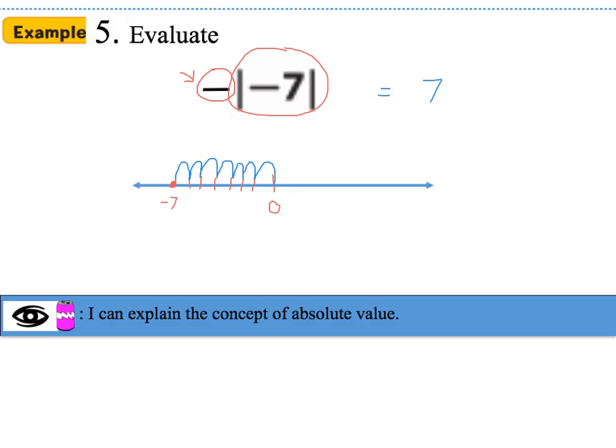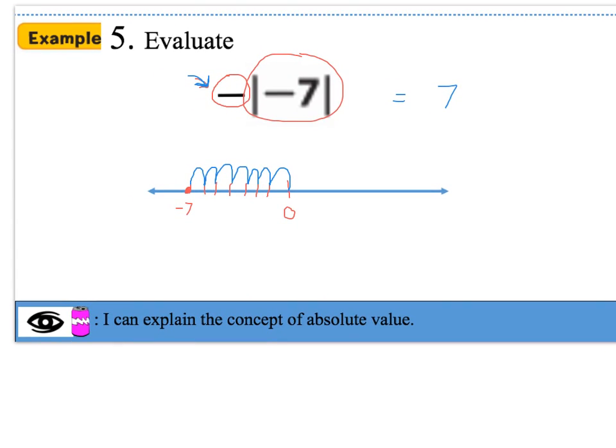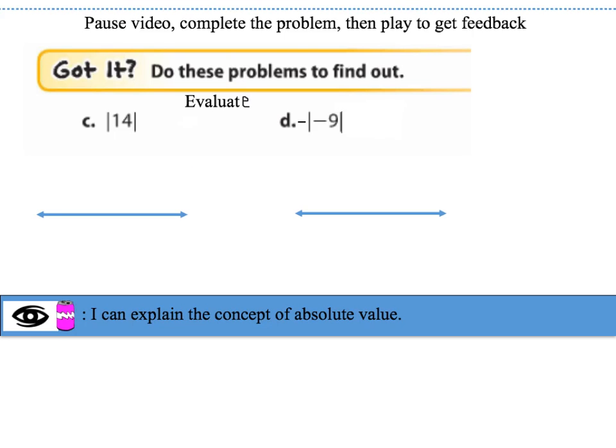But we need to go back to the problem and remember the little negative sign that we ignored at the beginning. So they want to know what the opposite of 7 is. And the opposite of 7 is negative 7. So if the negative sign is on the outside of the absolute value, we need to make sure we place it back into our final answer like we did here. So the answer is negative 7. So pause the video, complete the guided problems, and then play it back for some feedback.